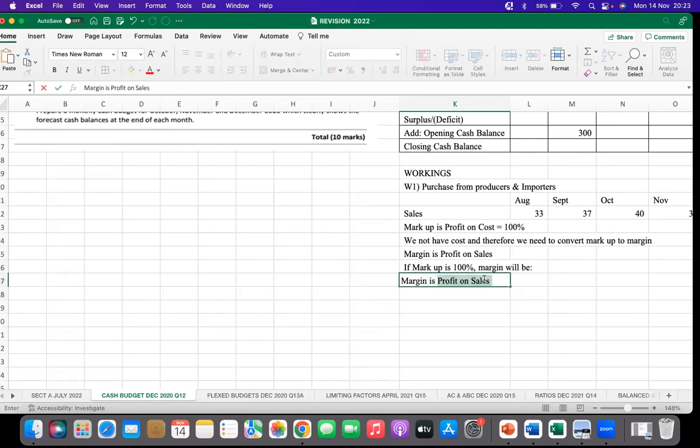Margin is, you take the markup. Markup is 100%. 100% means it's 100 over 100. Let me put it this way. We were given markup, which is equal to 100 divided by 100. What will I do there? If I want all figures to appear there, what should I do? Markup will be 100 over 100. I think that is better.